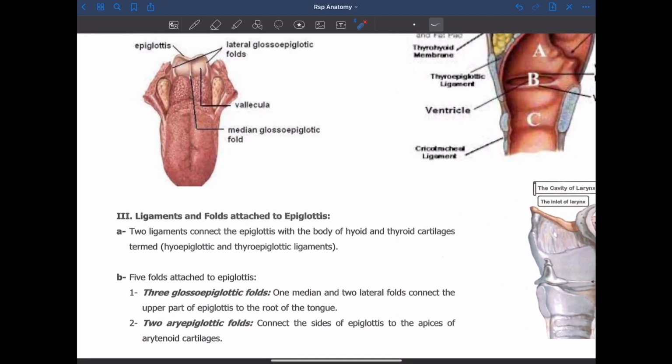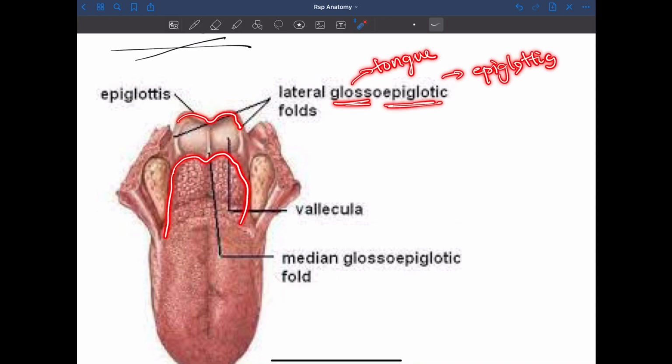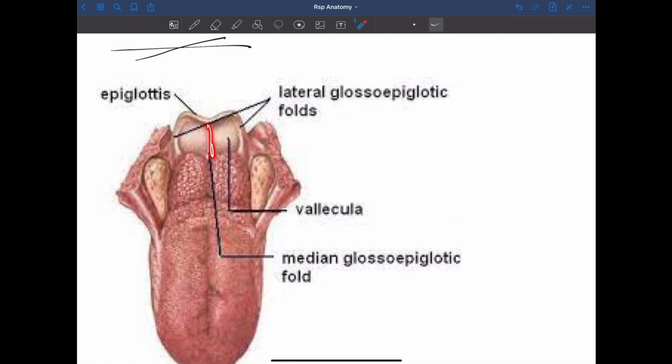Now we have 3 glossoepiglottic folds, 1 median and 2 lateral folds, which connect the upper part of the epiglottis to the root of the tongue. Here is the glossoepiglottic fold. This is the median glossoepiglottic fold, and these are the 2 lateral glossoepiglottic folds, which connect the epiglottis to the tongue. That's why it's glosso. Glossa means tongue. Epiglottic is nothing but epiglottis. It's very simple, right? So the median part which connects the tongue to the epiglottis is known as the median glossoepiglottic fold, and the lateral parts are known as the lateral glossoepiglottic folds.